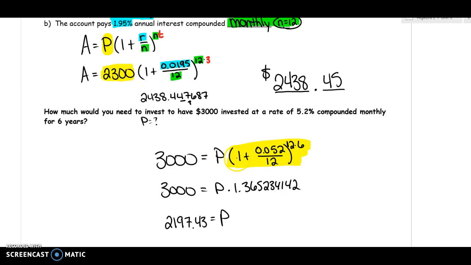I entered this in my calculator, got this crazy decimal. You can round it. I would round it like 3 or 4 decimal places, but ultimately you'd need to invest about $2,200.